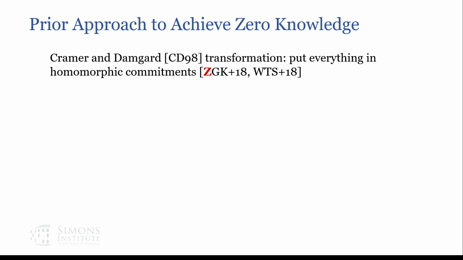And then how do we turn it into zero knowledge? In two of the prior works, we take the Cramer-Damgard transformation to put everything in commitments. Instead of sending these messages in plain text, we embed them into homomorphic commitments. These are in one of our previous works and another concurrent work by Wahby et al. And then instead of testing on the plain text, we just test on the commitments.